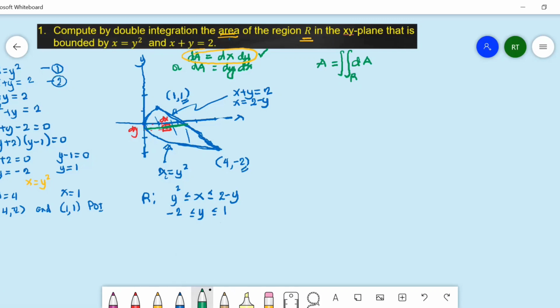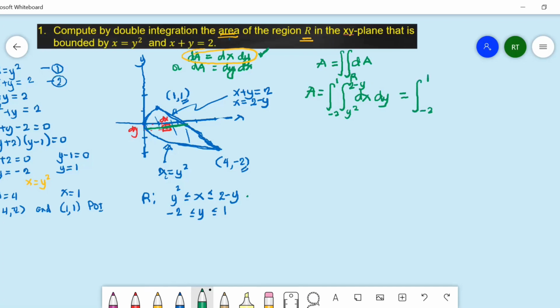Therefore, going back here, the area of the region R is equal to the double integral of the differential of A. Take note that we will consider the differential of A equals dx dy. So the inner variable of integration is x, and x will go from y squared to 2 minus y, and y will go from -2 to 1. And since the inner variable of integration is x, we have to evaluate the inner integral first, the integral of dx from x equals y squared to x equals 2 minus y. Hence, the area is equal to the integral from -2 to 1.